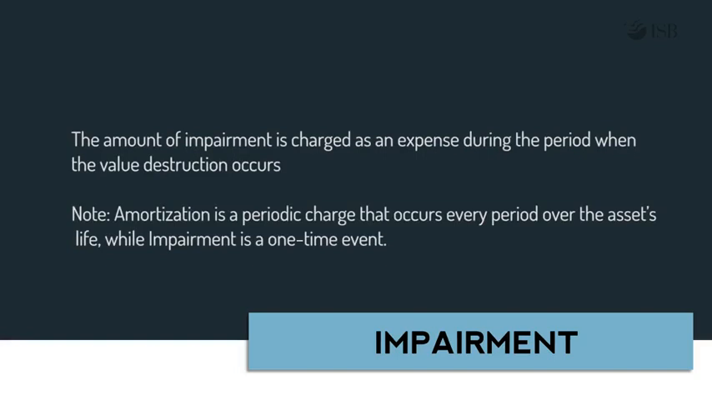In certain circumstances, market forces or nature may destroy substantial parts of an asset's value. In such a case, we write down the value of the asset to its current fair value, that is, its market value, through a process of impairment. The amount of impairment is charged as an expense during the period when the value destruction occurs. Note that amortization is a periodic charge that occurs every period over the asset's life, while impairment is a one-time event.